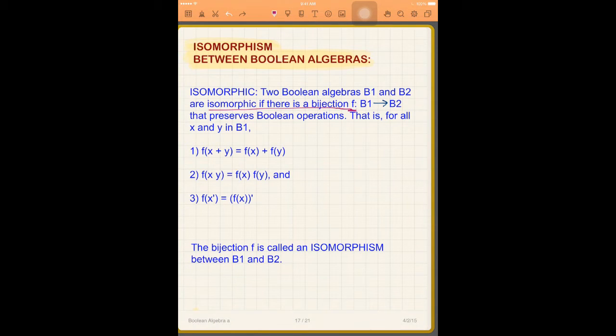That means for all x and y in B1, we're going to have f of x plus y equals f of x plus f of y. F of x times y is equal to f of x times f of y. And f of x complement equals the complement of f of x. Or you can write that, remember I'm using that prime here, but you can use the bar on top as well. Okay, so I do have to preserve those Boolean operations of addition, multiplication, and complementation over to B2. So the bijection f is called an isomorphism between B1 and B2.